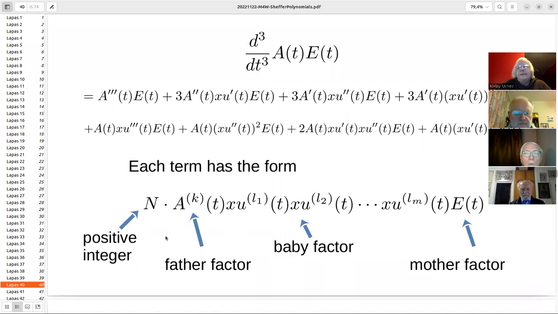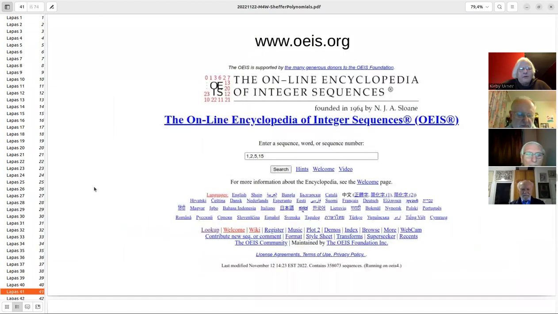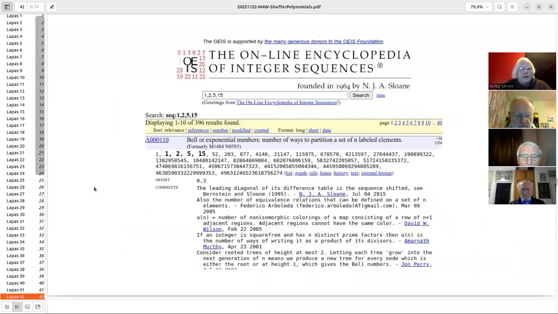And so then at this point, I was able to, it looks so complicated, but I was able to cheat and use this online encyclopedia, and I plugged in 1, 2, 5, 15, because that was the number of pedigrees, as I call them, and it spit out this possible series, at least the most likely one on top, the most famous one, Bell numbers. And so then it told me, oh, this is the number of ways to partition a set.